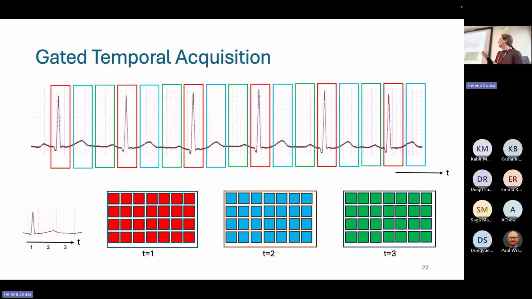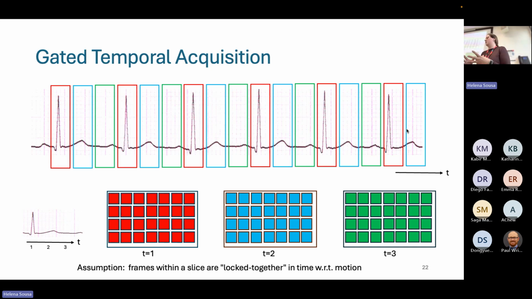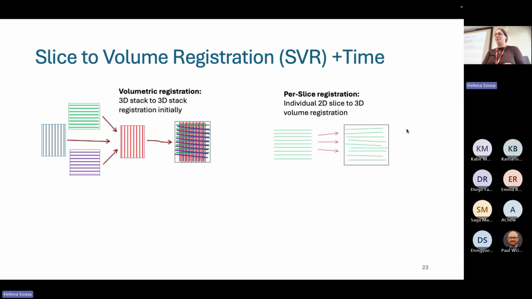Now imagine for a moment that the fetus moves in the middle of this process, so somewhere around here. Any movement is going to be represented in some part across all of the frames. It's not just contained, as you might intuitively think, in the later frames in the cardiac cycle. So that motion is present across all frames. And from that, we draw an assumption that the frames are effectively locked together in time with respect to motion. And that enables us to have some really nice efficiencies as we go on.